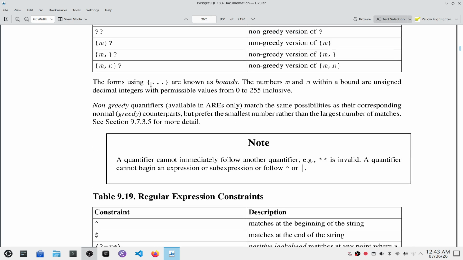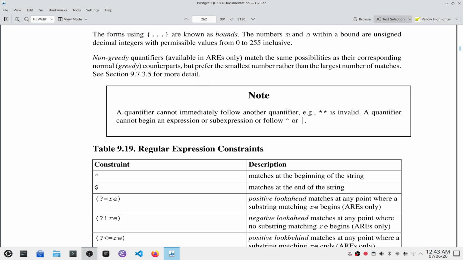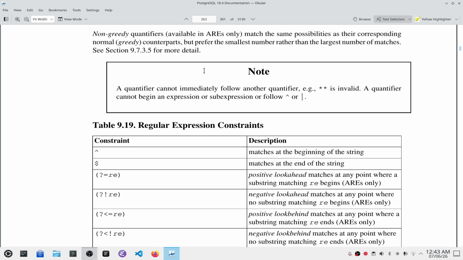The forms using triple dot inside braces are known as bounds. The numbers M and N within a bound are unsigned decimal integers with permissible values from 0 to 255 inclusive. Non-greedy quantifiers, available in AREs only, match the same possibilities as their corresponding normal, or rather greedy, counterparts, but prefer the smallest number rather than the largest number of matches.